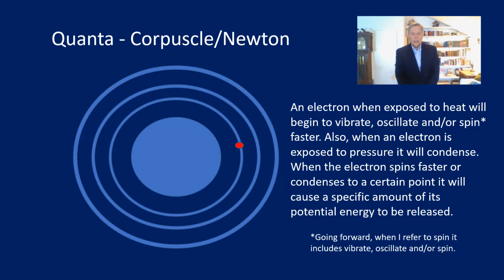Welcome to the world of quanta. An electron, when exposed to heat, will begin to vibrate, oscillate, and/or spin faster. Also, when an electron is exposed to pressure, it will condense. When the electron spins faster or condenses to a certain point, it will cause a specific amount of potential energy to be released. Going forward, when I refer to spin, it includes vibrate, oscillate, and/or spin.